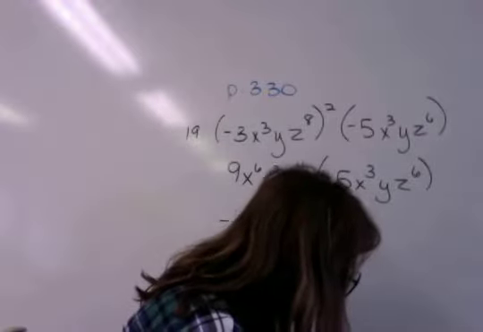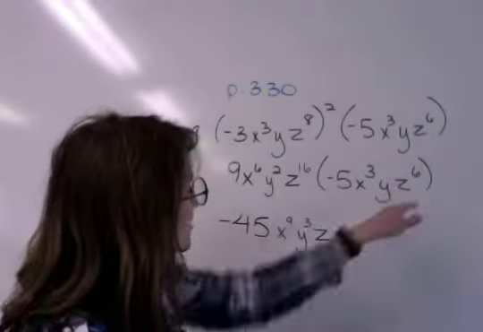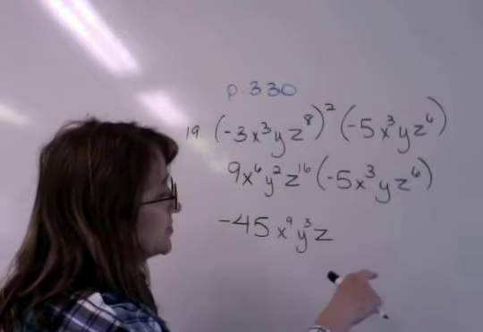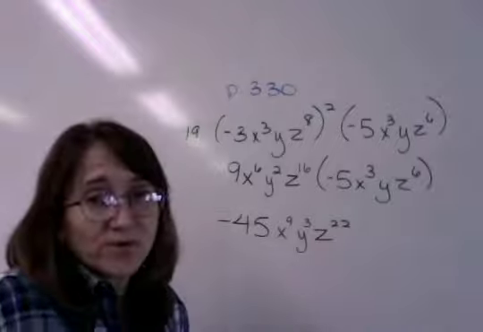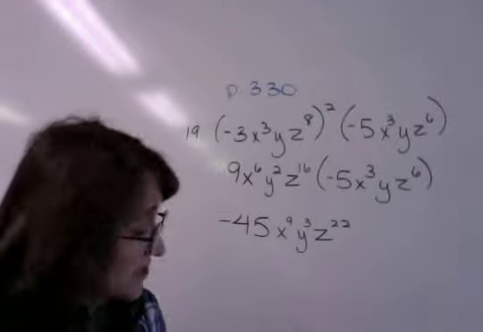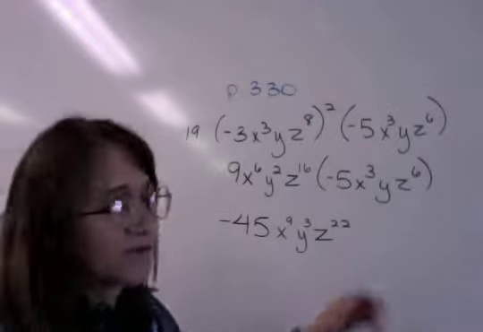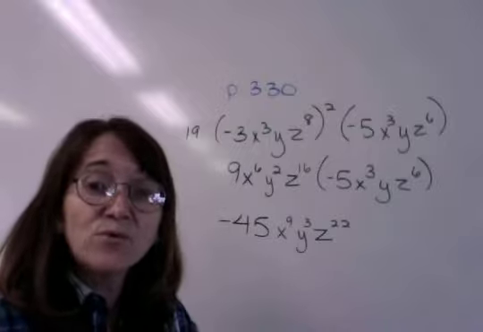We've got 16, and then we're going to add that to the 6. So 16 plus 6 is going to end up being z to the 22nd power. And that's correct. That's what your answer is for 19. So hopefully that will get you started.